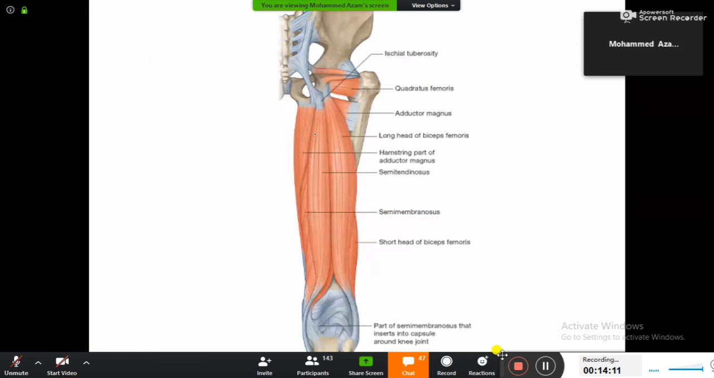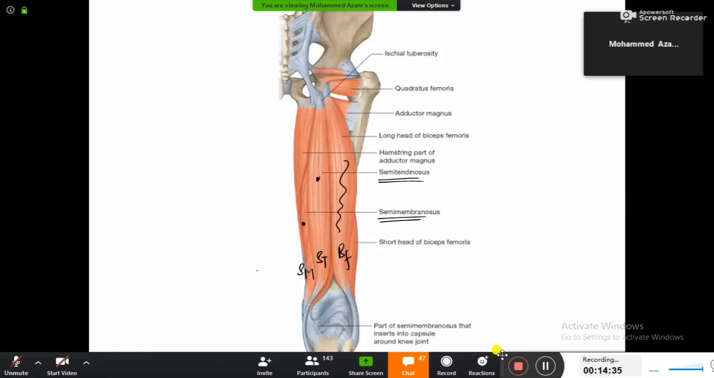So in this, you can clearly see that this one is semitendinosus here, and this one is semimembranosus here. This muscle here will be semitendinosus, and this muscle behind that will be semimembranosus. So semitendinosus will be overlapping semimembranosus. And on the other side, you are able to see this muscle here, and this will be biceps femoris.